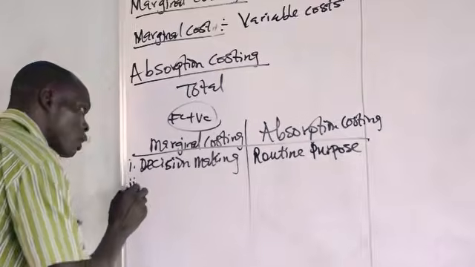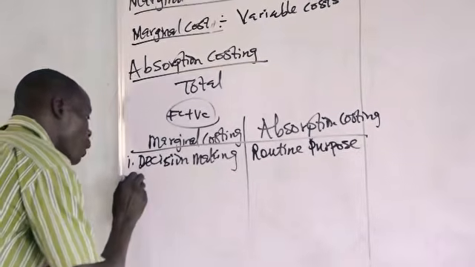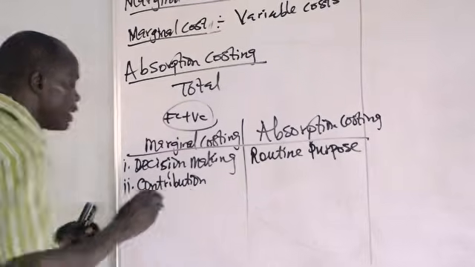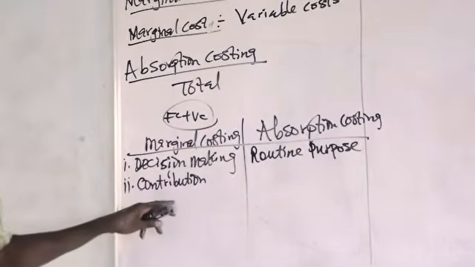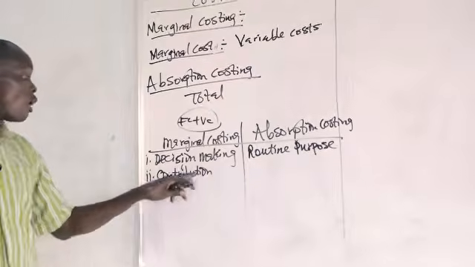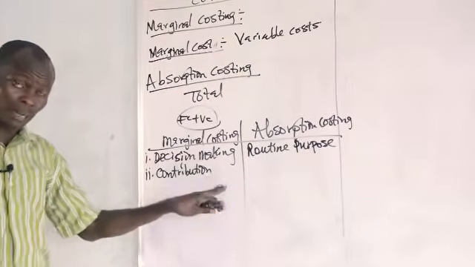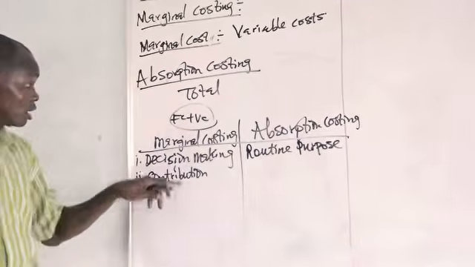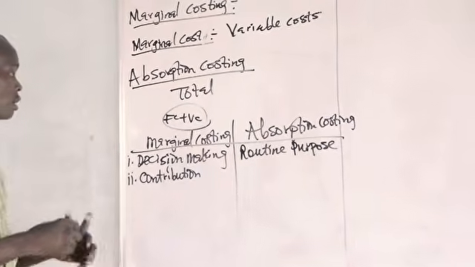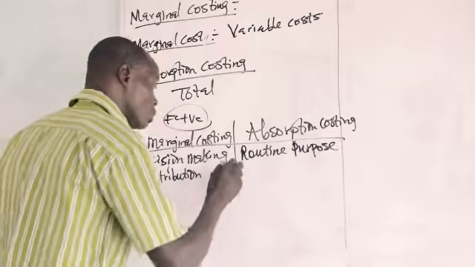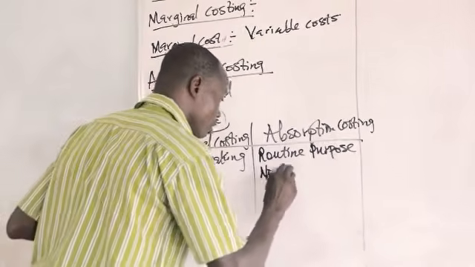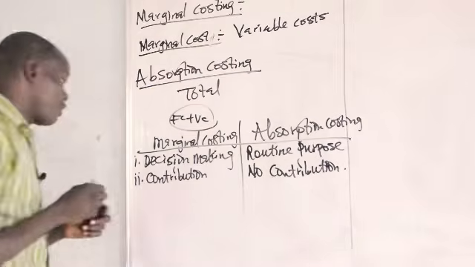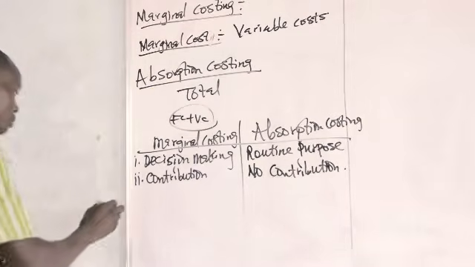In marginal costing, contribution forms part of the operating statement. The key concept in marginal costing is contribution. But in absorption costing, no contribution is involved. Contribution doesn't form part of the operating statement in absorption costing.